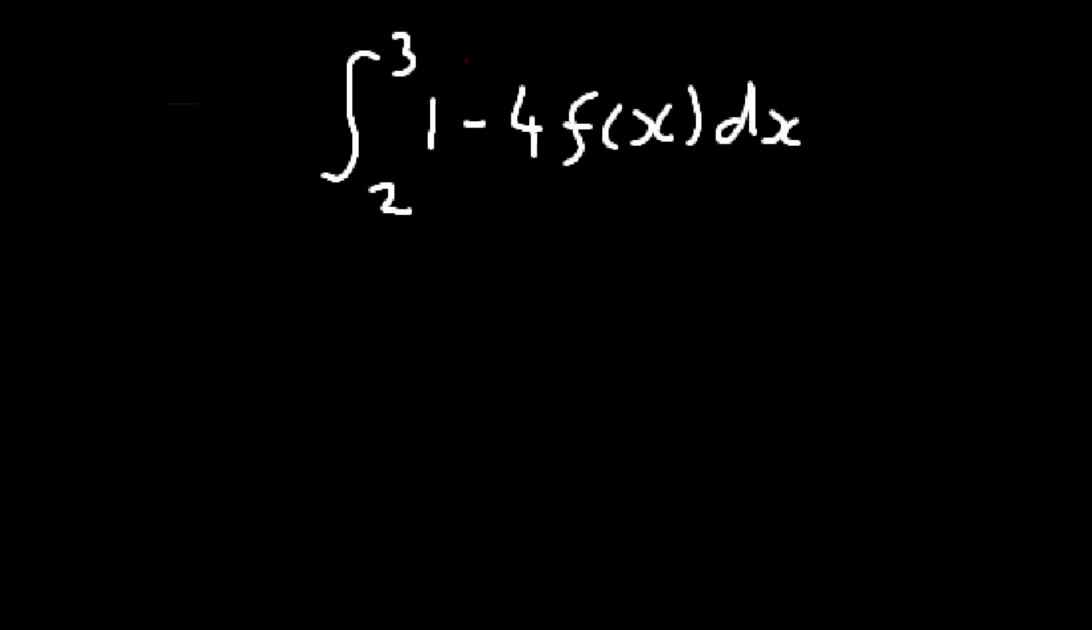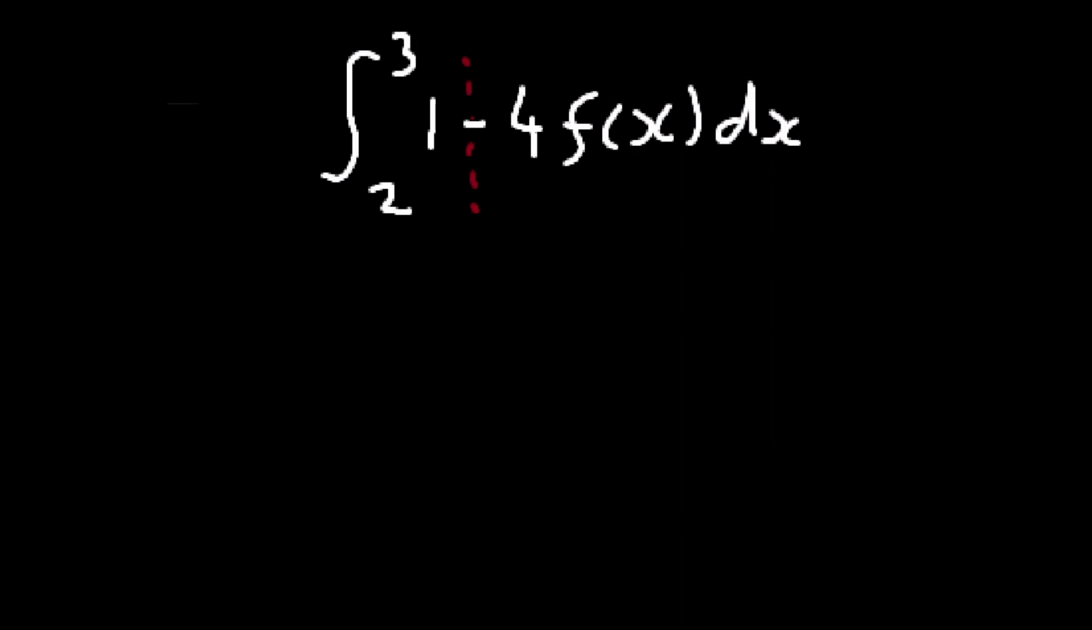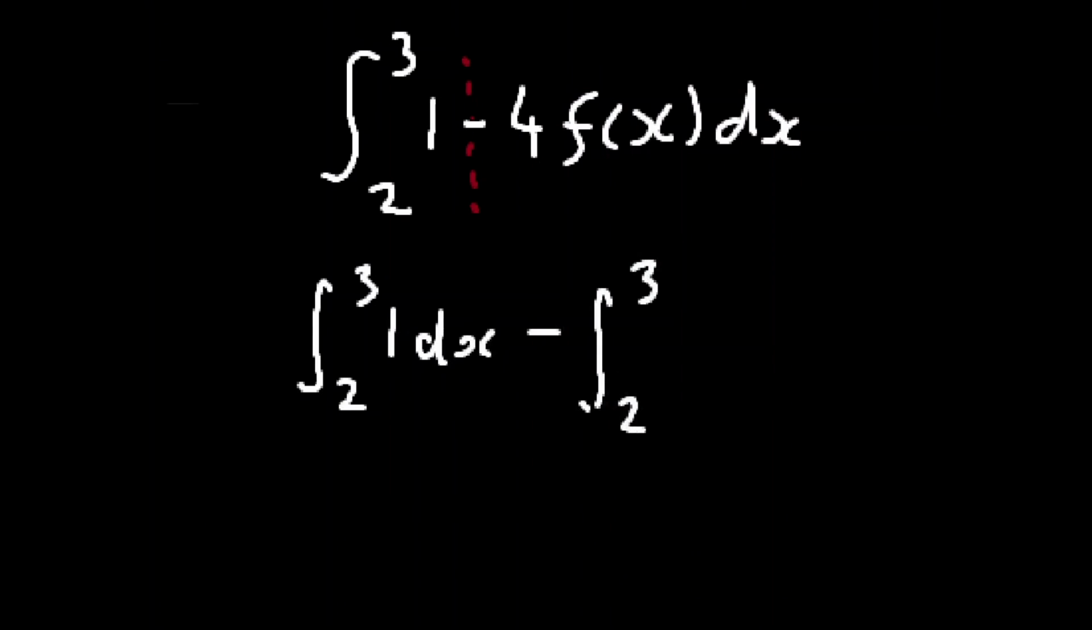When we integrate, we can apply the integral across pluses and minuses, right? As long as it's outside of the bracket. And so we can say that this is actually equal to the integral from 2 to 3 of 1 dx minus 4 times the integral from 2 to 3 of f(x) dx.